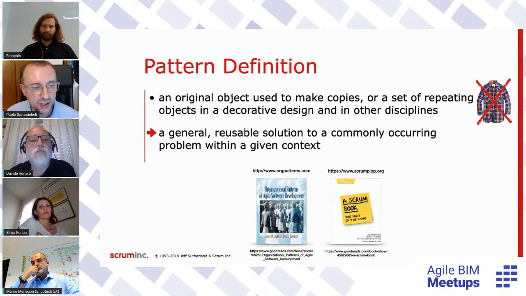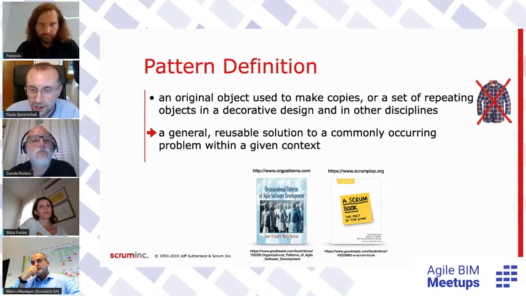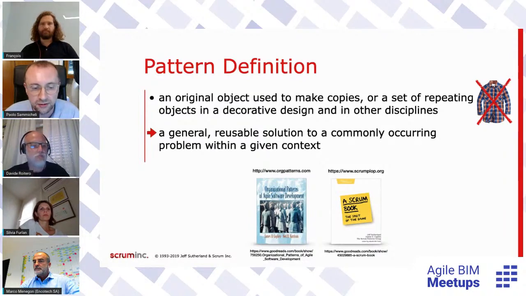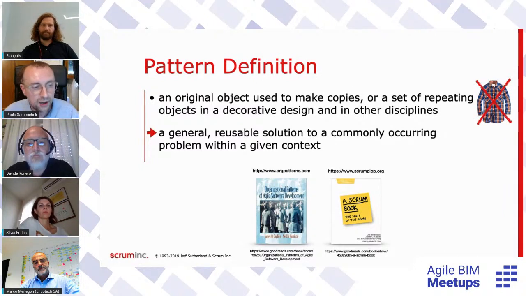The pattern definition comes from architecture, from Alexander, and then this idea of socializing elegant solutions to recurring problems spread across different disciplines. So from architecture, we found the pattern in mechanical engineering, even in software engineering, and organizational design. And here we have two reference books: the first by James Coplien and Neil Harrison, from 2004, and the second by Jeff Sutherland and James Coplien again, a Scrum book.